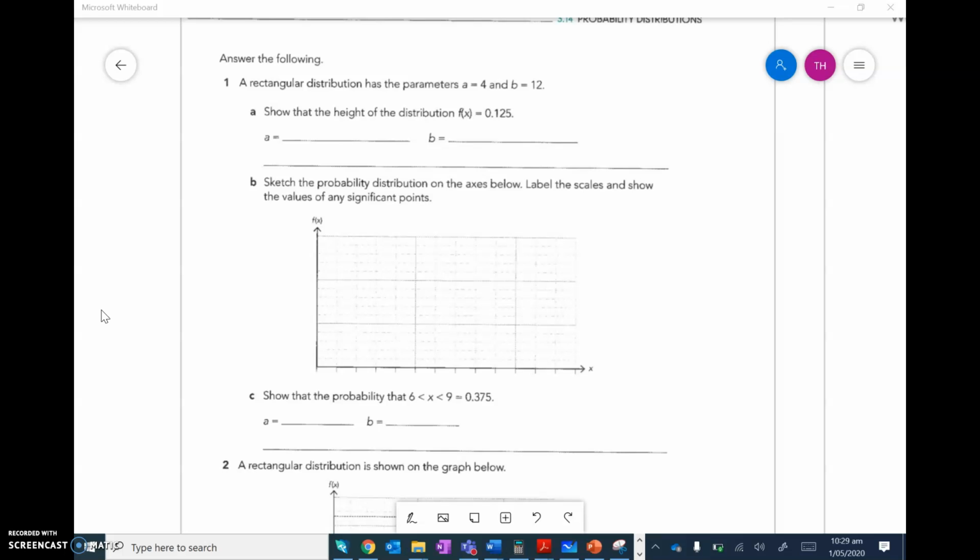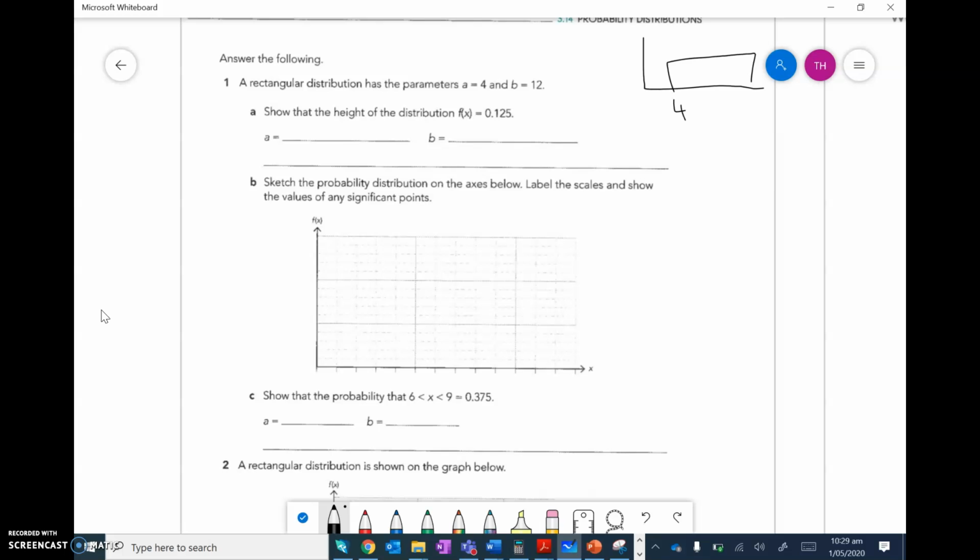Okay, so a rectangular distribution has the parameters a equals 4 and b equals 12. I'm just going to draw a little diagram. It's asking me to do one later, but I'm just going to draw one here just because it helps me. So I'm going from 4 to 12. It says show that the height of the distribution is 0.125.